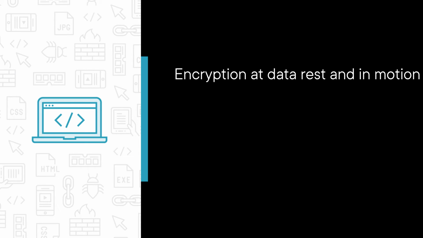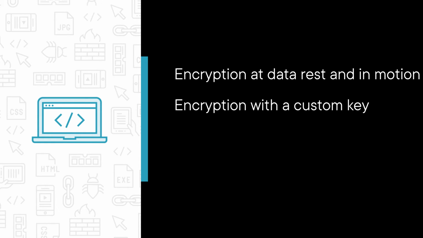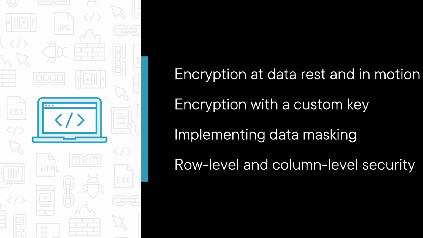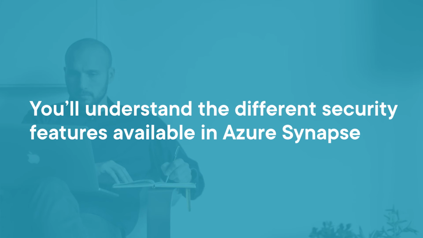Some of the topics we'll cover include encryption of data at rest and in motion, encryption with a custom key, implementing features like data masking, row-level security, and column-level security. By the end of this course, you have a solid foundation of the different security features available in Azure Synapse.